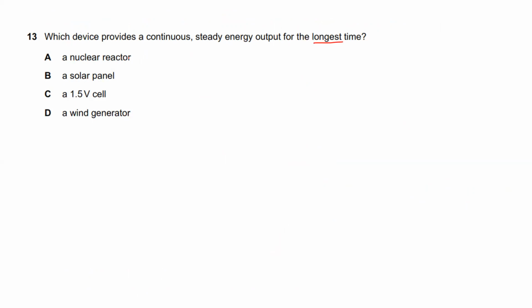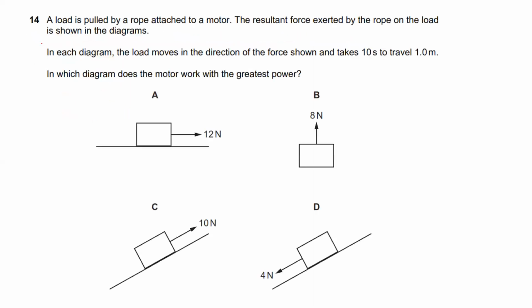If we say the nuclear reactor, yes, it's a good source for long-term energy supply. Solar panel, no, it will not operate during the night time. 1.5 volt cell, it has a limited time, no. A wind generator, again, it relies on the availability of wind, and that is random in nature, so no. So answer A is the best choice we have.